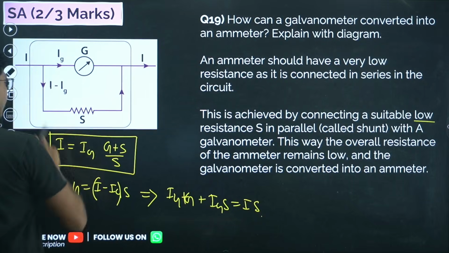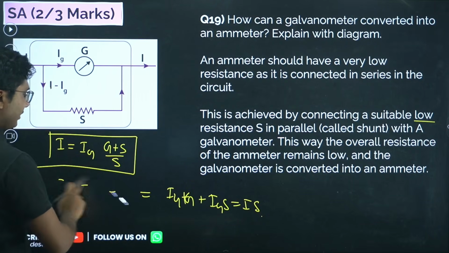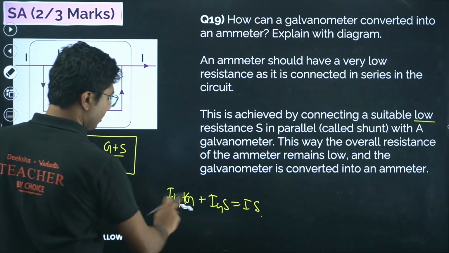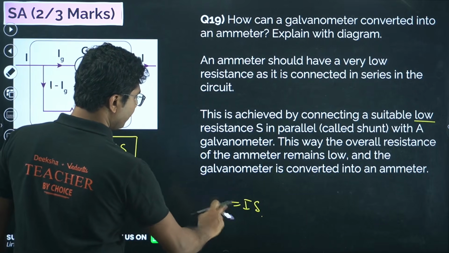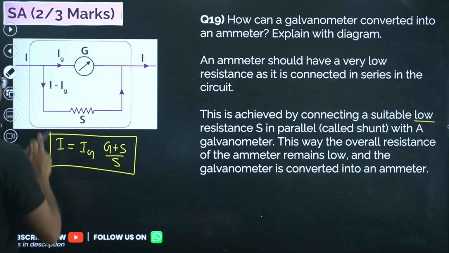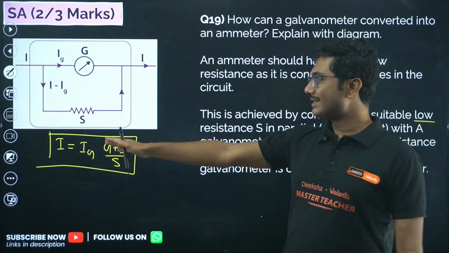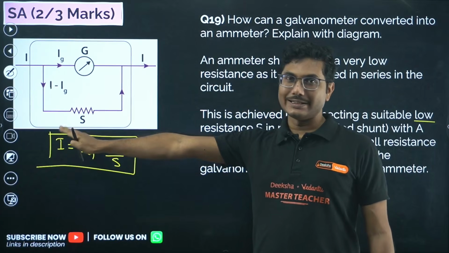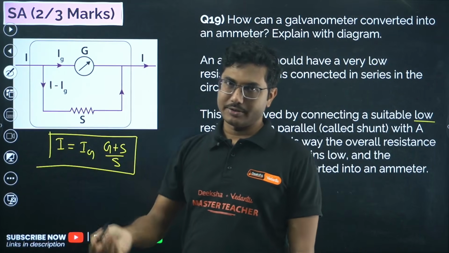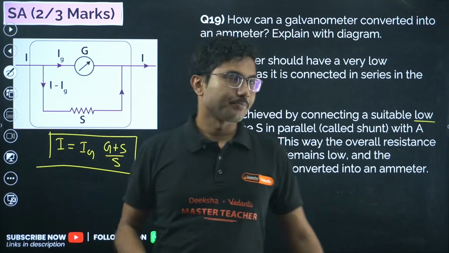Remember, single S will be in the denominator and G plus S should be in the top. This is the current that is being measured. Do not find Ig, find I. I is the current that is measured in the galvanometer, or in the ammeter actually.